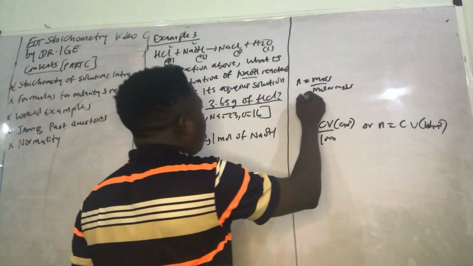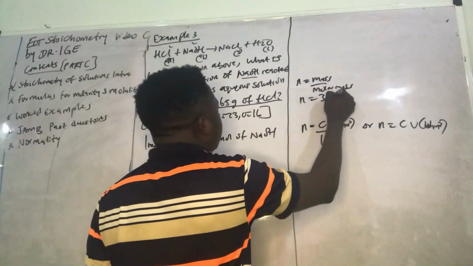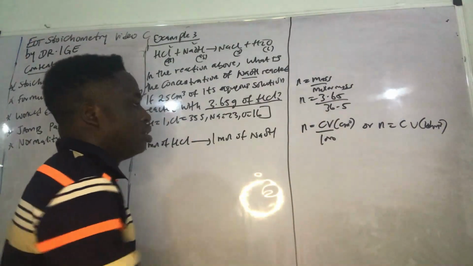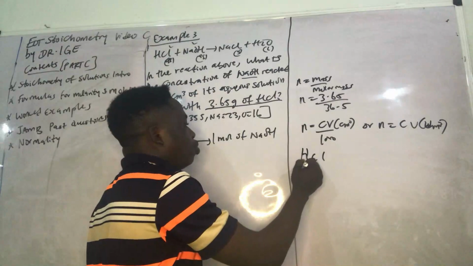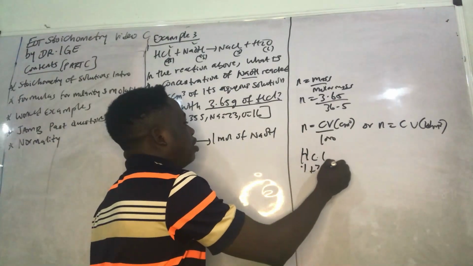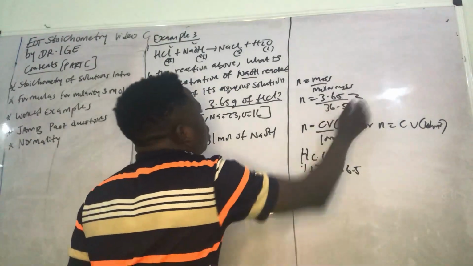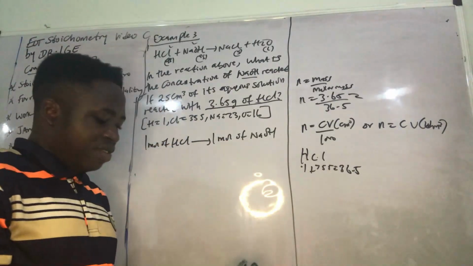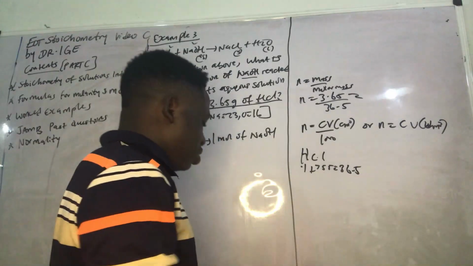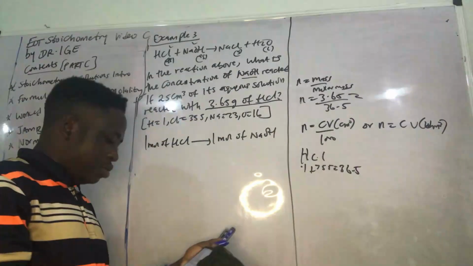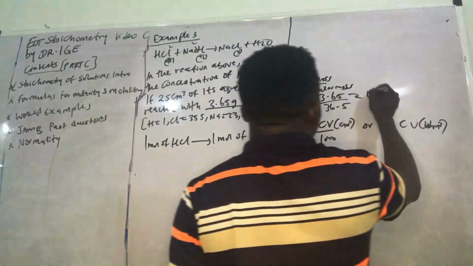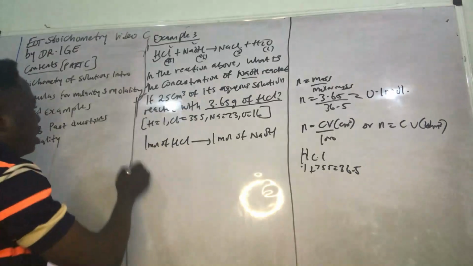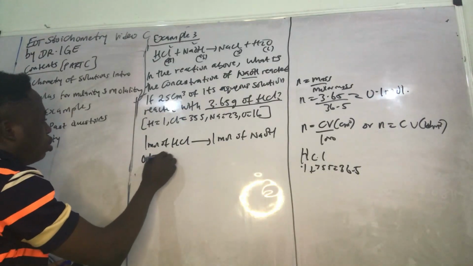So number of moles here equals what is the mass? 3.65 over 36.5. That's the molar mass of HCl. Look at it. HCl: H is 1 plus 35.5, that's 36.5. So again, let's look for the number of moles here. We have 3.65 divided by 36.5. This is 0.1 mole. So it means the mole of HCl reacted is 0.1 mole.